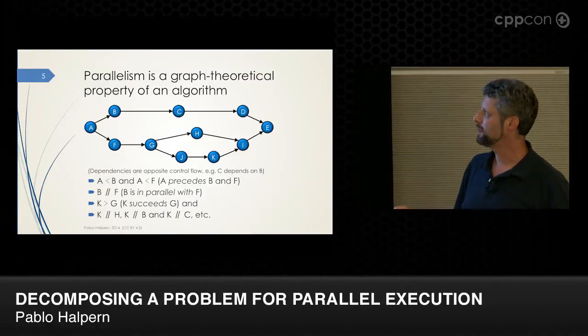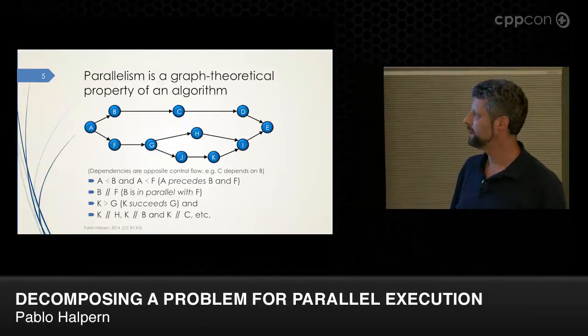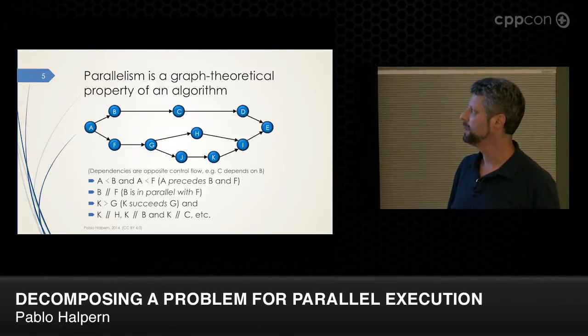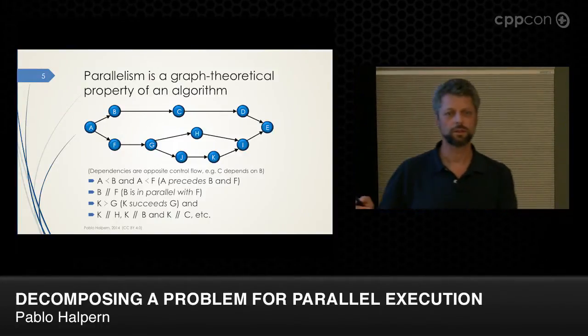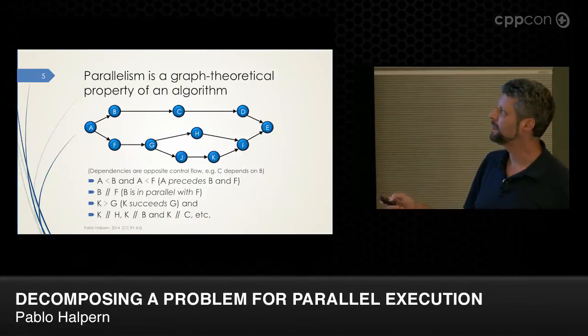This graph also tells us that F and B are in parallel with each other. That's what this symbol means. And that K is in parallel with H, and K is also in parallel with B and C, and so on. You can see that from the graph, that there's no forward arrows connecting B to K, and therefore they're in parallel.